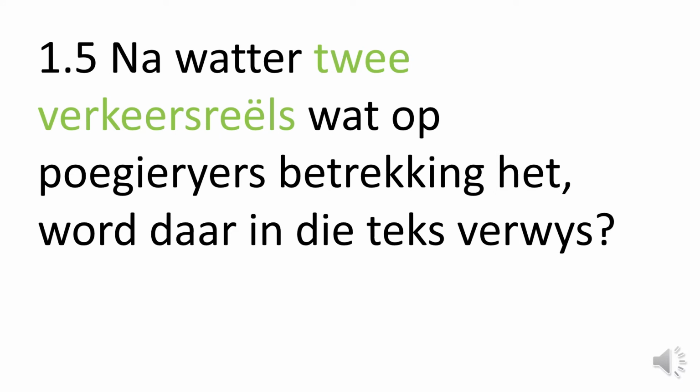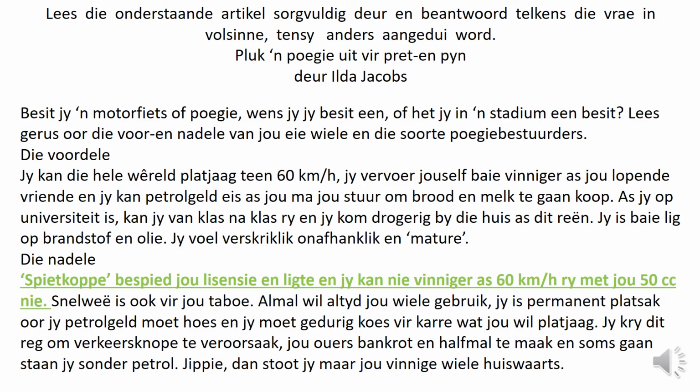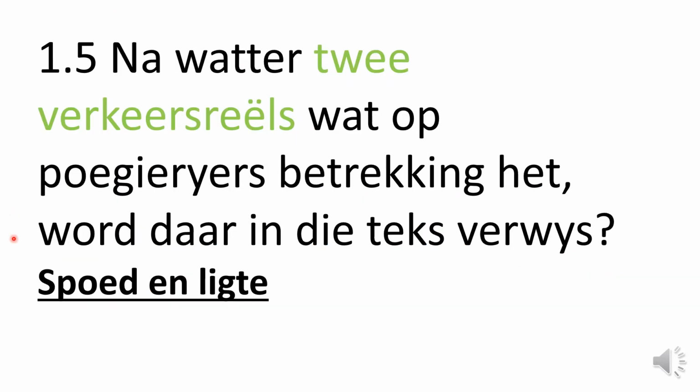Okay, next question says, na watter twee verkeersreëls wat op boegieryers betrekking het, word daar in die teks verwys. Okay, so twee verkeersreëls. Two rules of the road. Okay, so you must name two. If they ask for two, name two. If they ask for one, name one. So it says here, speedkoppe bespied jou lisensie en ligte en jy kan nie vinniger as 60 km/h. Okay, so speed, you can't go more than 60 kilometers, and it said bespied jou ligte.